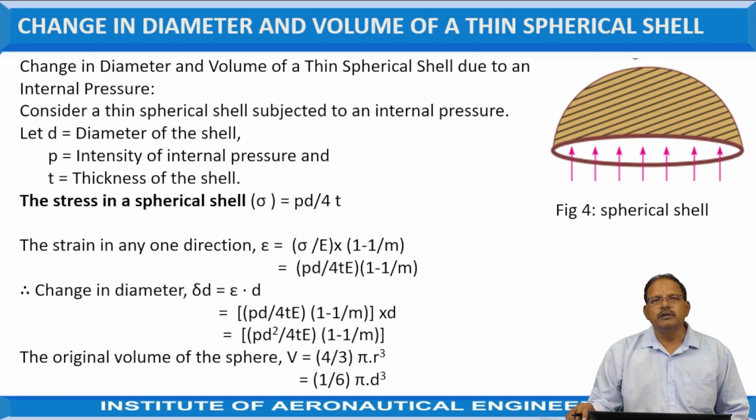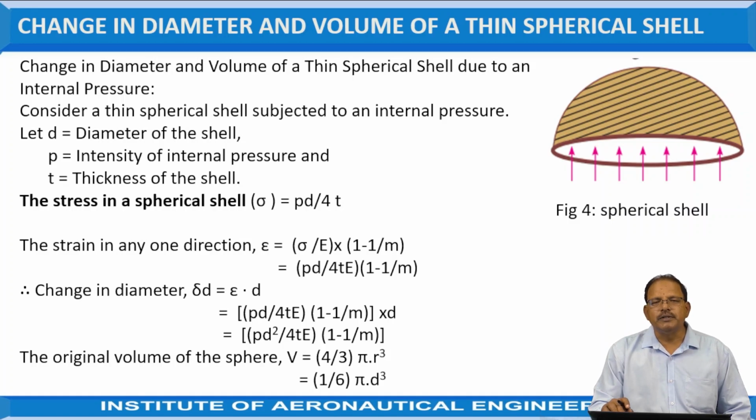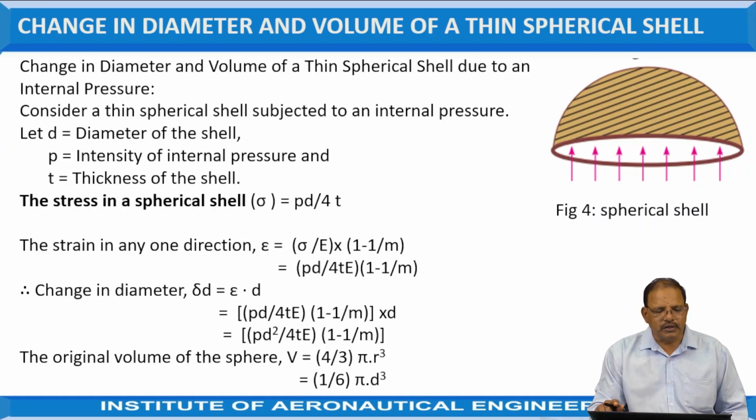In order to determine the volumetric strain, first of all, we have to consider certain dimensions, such as the diameter of the shell, the intensity of pressure, and the thickness. So let D represent the diameter of the shell, P the intensity of the internal pressure, and T the wall thickness of the shell. Diameter here means only the internal diameter, not the external diameter.